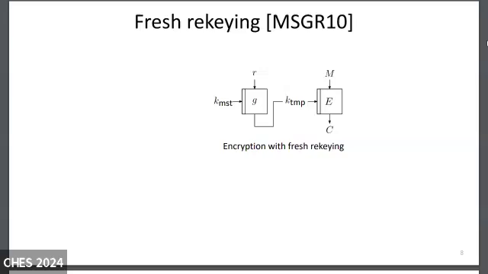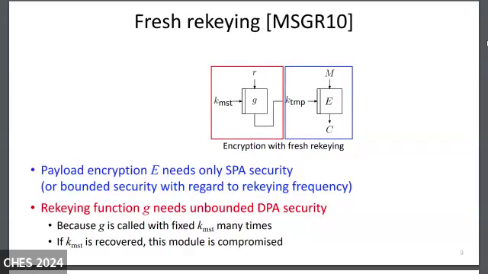Before presenting LR4, let me review the existing fresh leaking. This figure shows the encryption with fresh leaking, where G is the leaking function. Here, payload encryption E needs only SPA security or bounded security with regard to the leaking frequency. However, leaking function G needs unbounded DPA security because G is called with a fixed master key many times. I mean, if the master key is recovered, the attacker can compute any temporary keys. So this means this module is compromised.